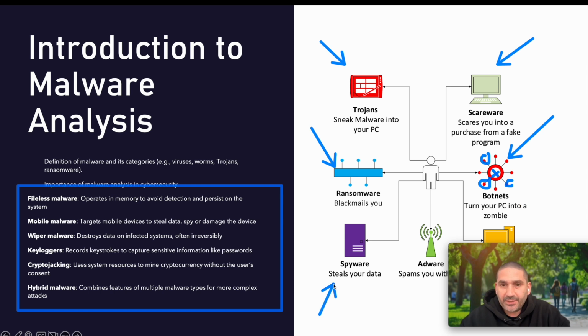Spyware steals your data. Spyware would simply spy on the things that you're doing and try to extract as much information as possible. A keylogger, for example, is one. So Black Mamba, which we're going to discuss, and we have discussed in previous videos, is a keylogger that steals what you key in, and then it can capture your password.